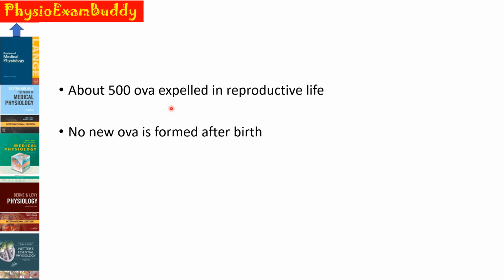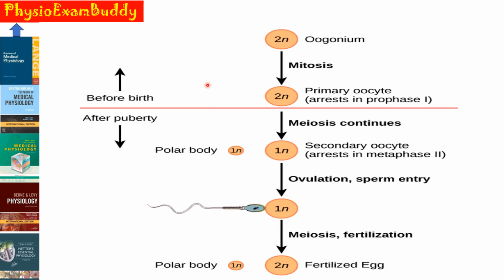About 500 ova are expelled in the reproductive life, whereas no new ova are formed after birth. So, before birth, in the fetal life itself, the oogonium is formed, which contains 2N, that is 46 chromosomes, which undergoes mitosis and is converted into the primary oocyte, again containing 46 chromosomes. But the arrest at the prophase stage will occur.